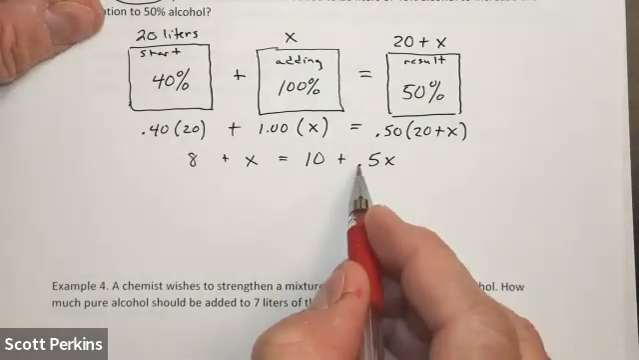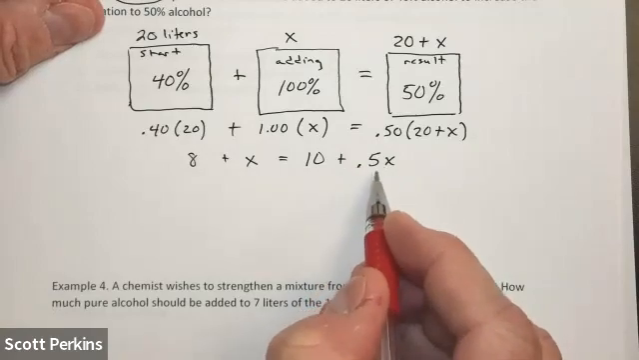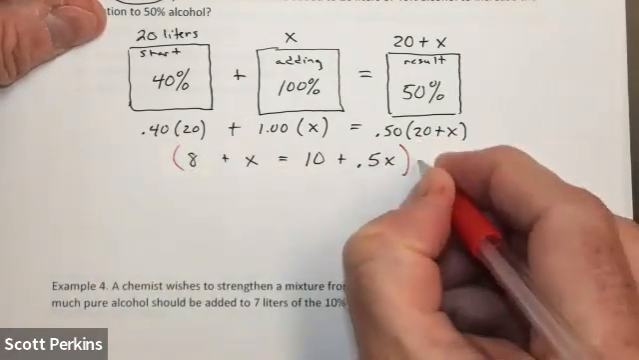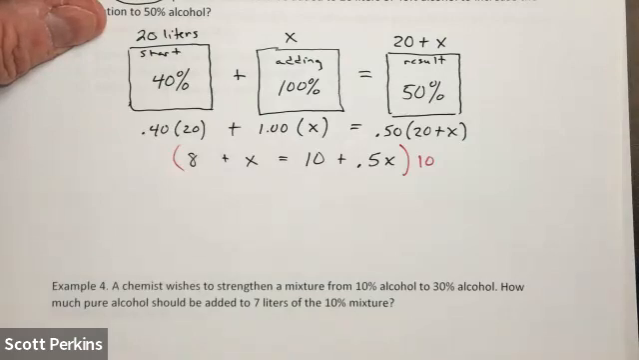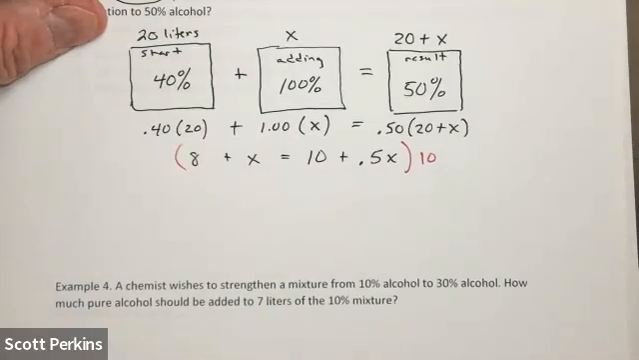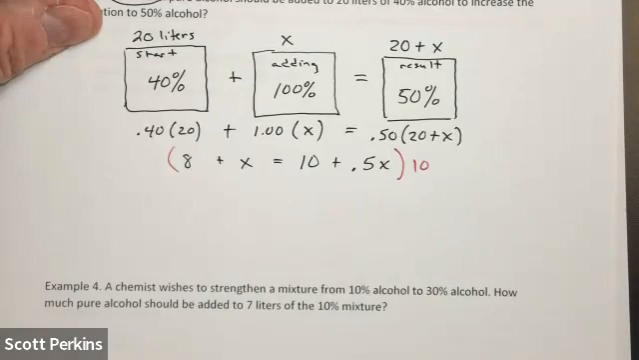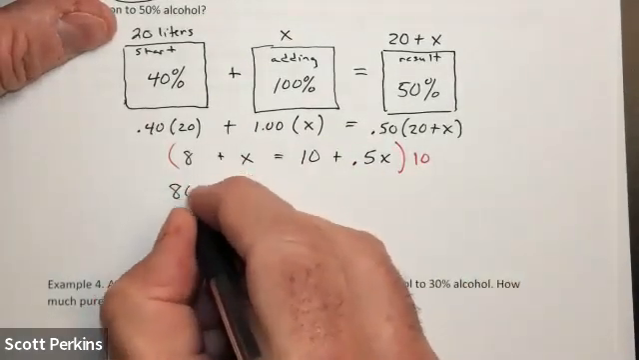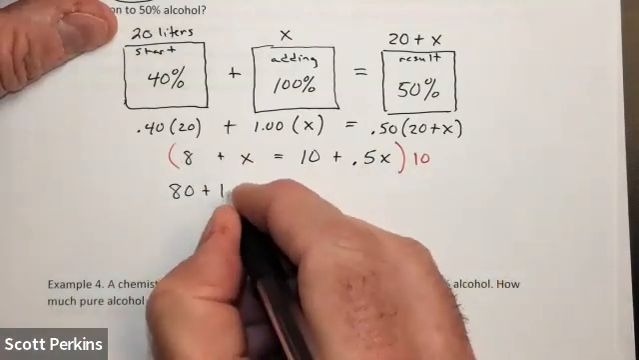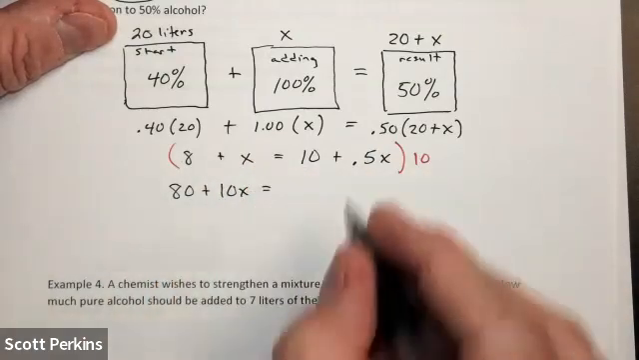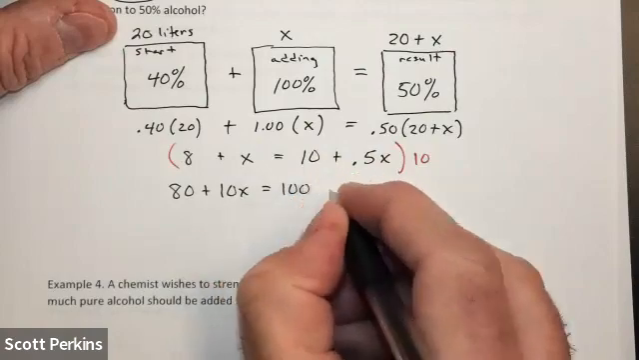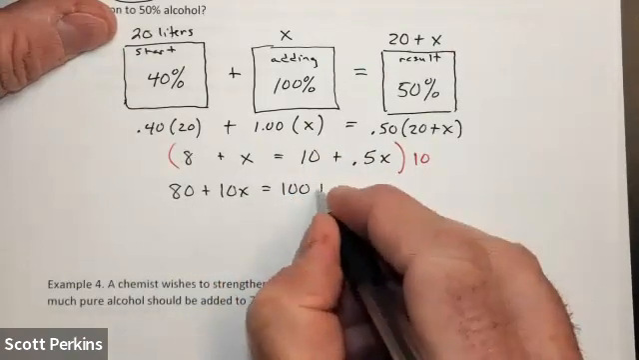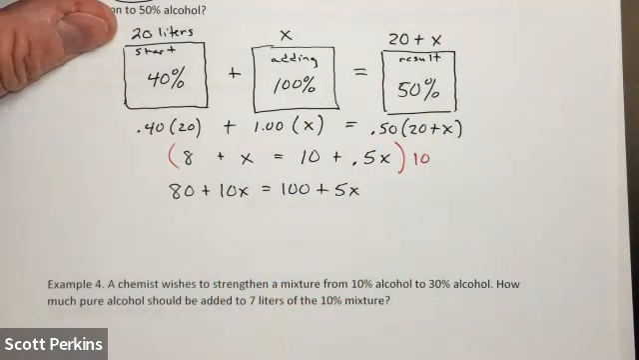But I'm just going to multiply by 10 to move that decimal place over. So I'm going to multiply everything here by 10 in order to get rid of the decimals. If you want to practice decimal avoidance, this is how you would do it. So 8 times 10 is 80. 10 times x is 10x. 10 times 10 is 100. And 0.5 times 10 is 5x. That's an optional step.